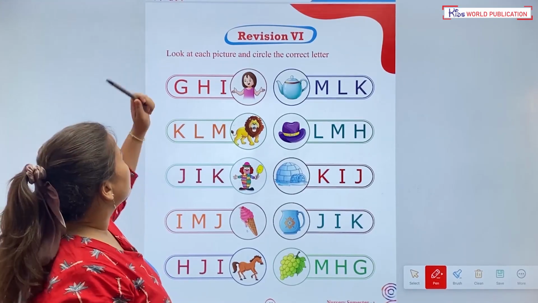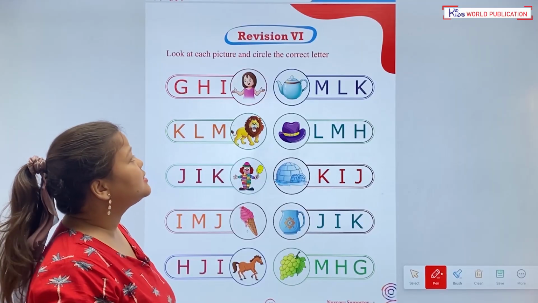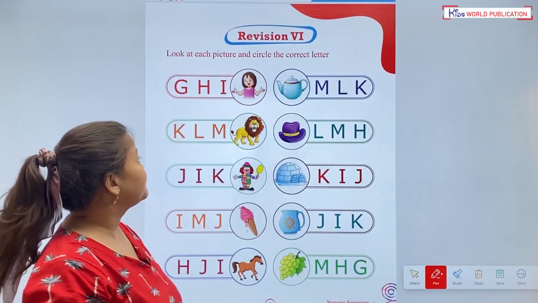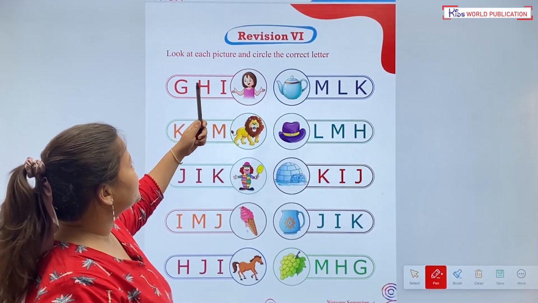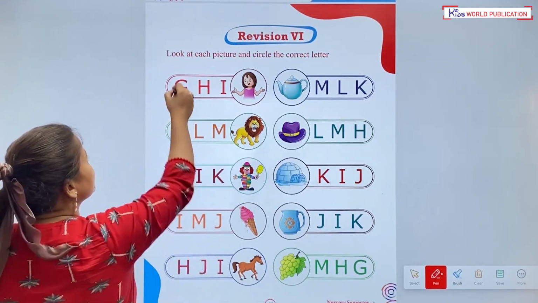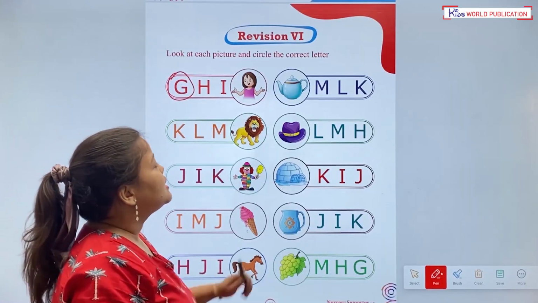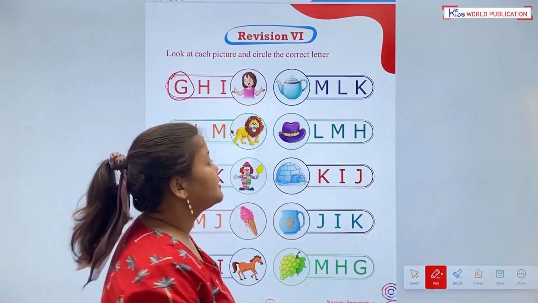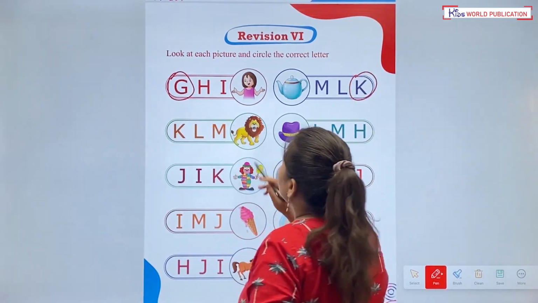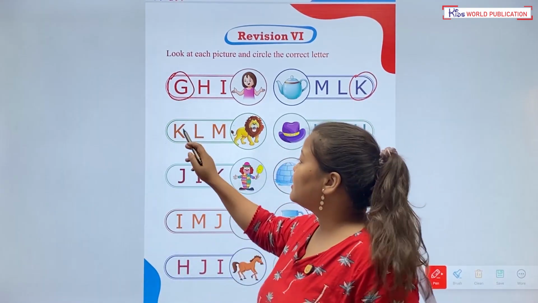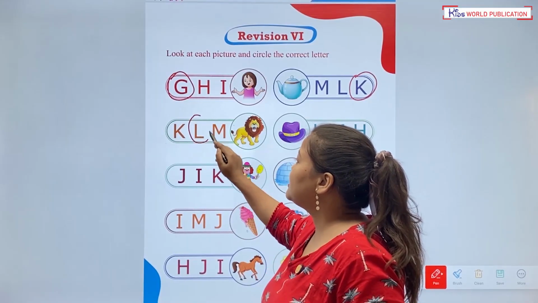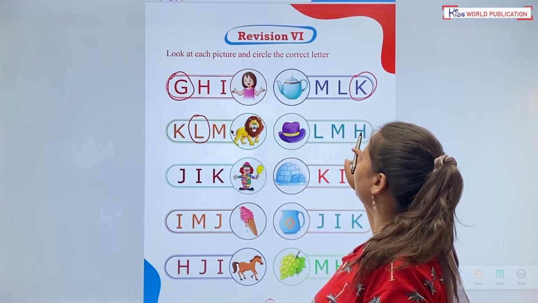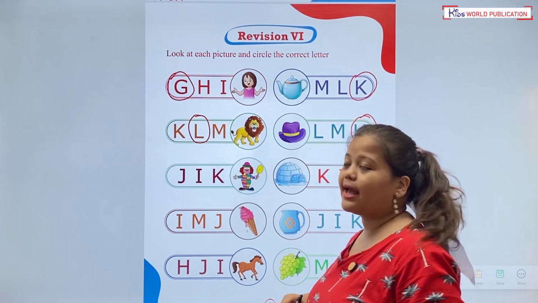Revision 6. Look at pictures and circle the correct letter. This is the picture of girl. G-H-I. Right answer is G. This is the picture of kettle. M-L-K. The right answer is K. This is the picture of lion. K-L-M. Right answer is L. This is the picture of hat. L-M-H. The right answer is H.